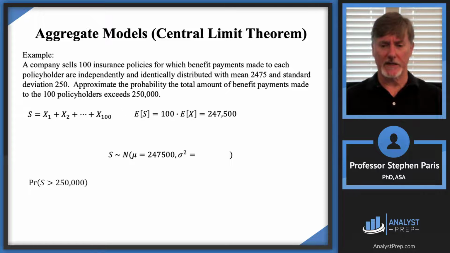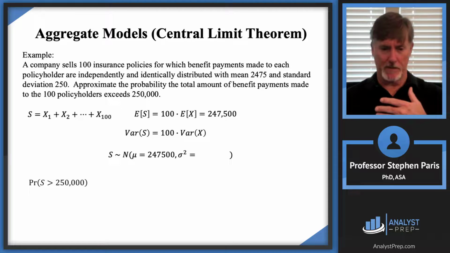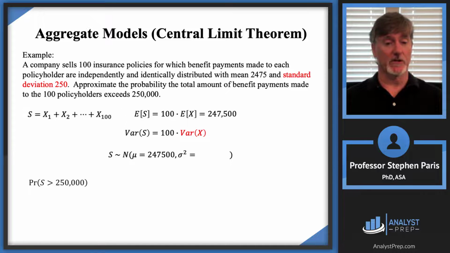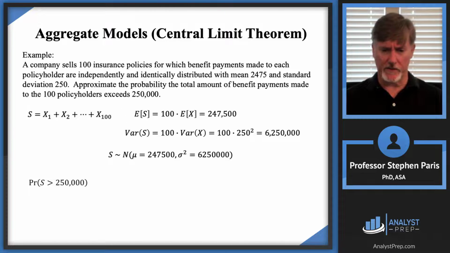And now what about the variance of cap S? Well, the second parameter is the variance of cap S. And I know by being an IID collection, the variance of cap S is 100 times the variance of cap X, the common distribution. Now, I wasn't told the variance of the common distribution. I was told that the standard deviation was 250. So, of course, the variance is going to be the square of 250. And so I'd get 100 times the square of 250 as the variance of cap S. And if I did the arithmetic right, I think I'm getting a 6.25 million number.